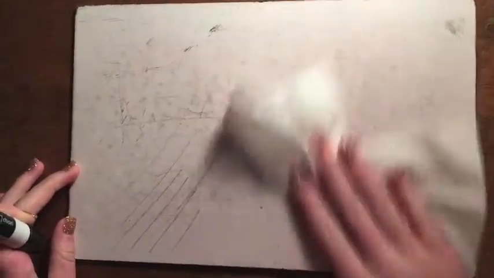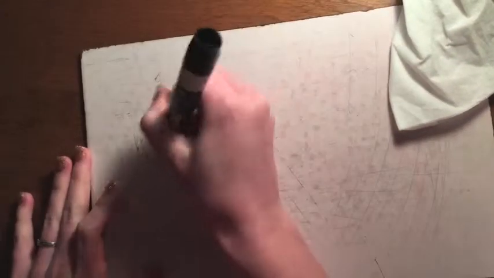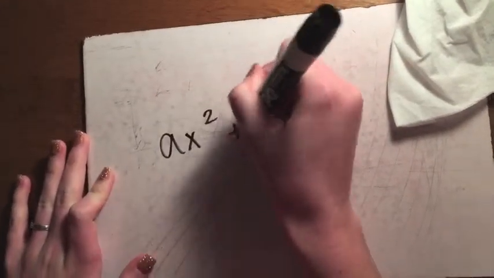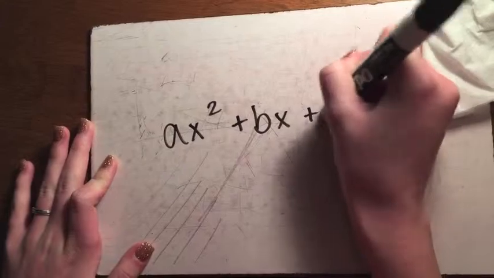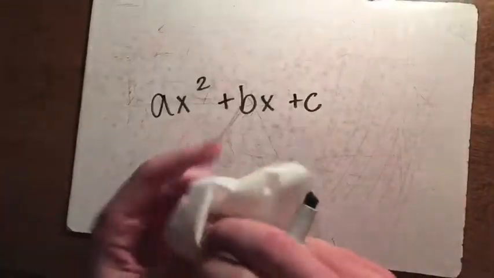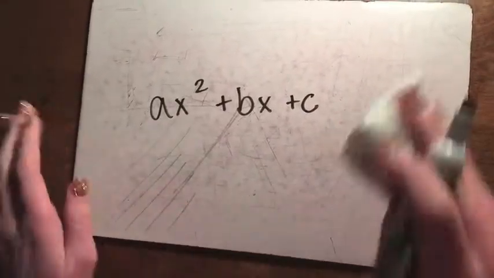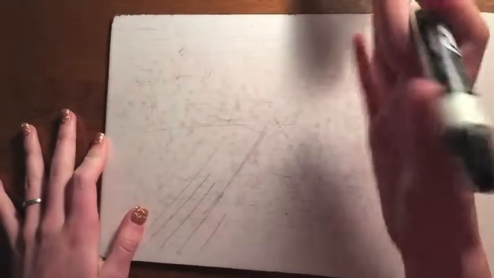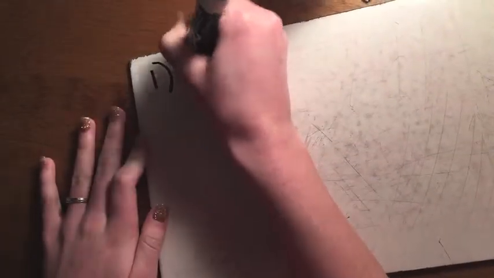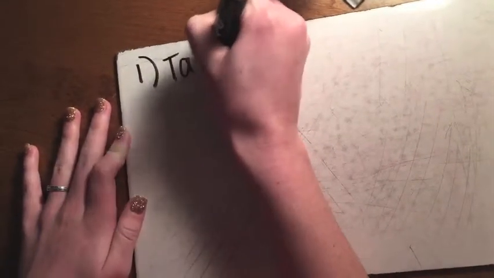How to factor equations in the form of ax squared plus bx plus c to find the initial binomial. So first, the basic steps are to take out any common factors or greatest common factors.